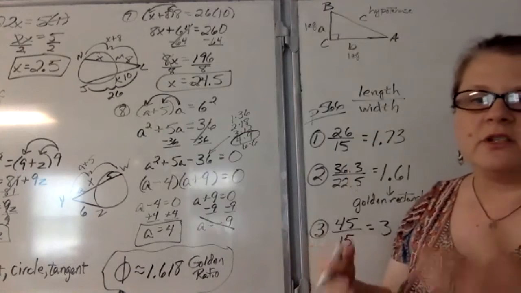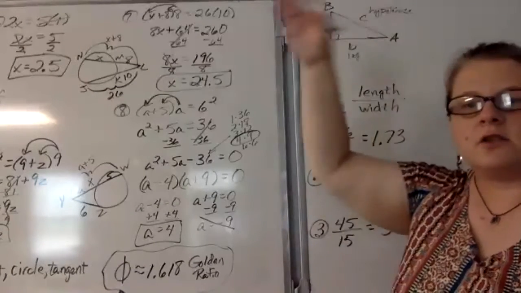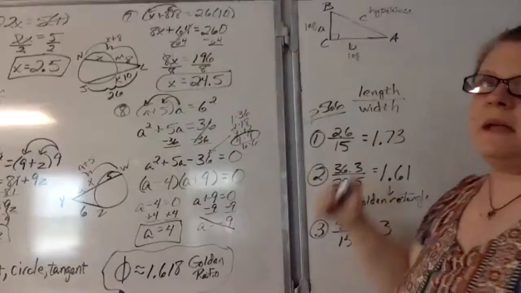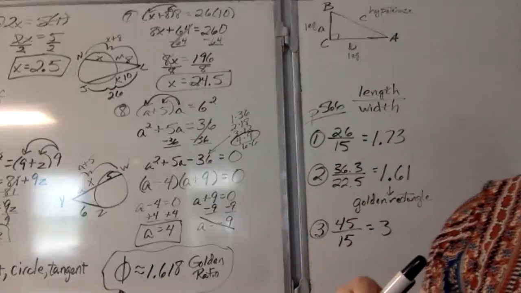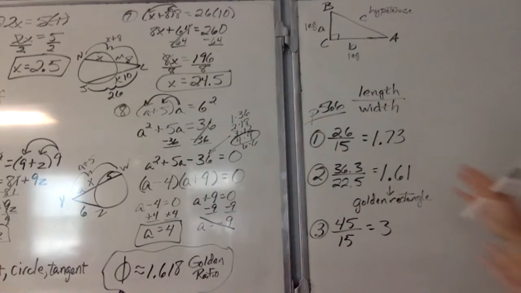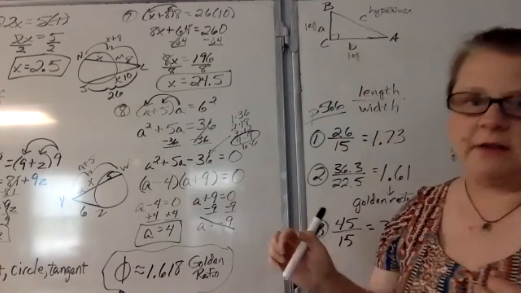This is next to, or adjacent. So you need to understand opposite means across the triangle from it. Adjacent means next to it. Okay? And then the hypotenuse is always the side across from the right angle.